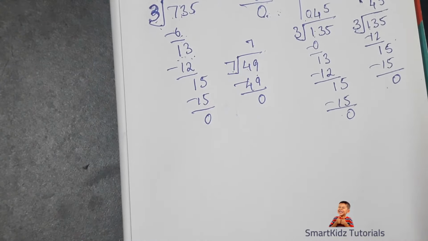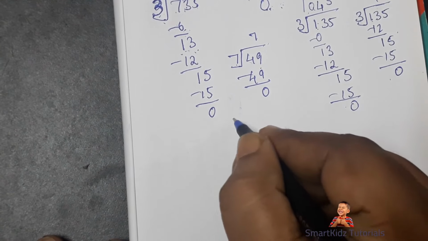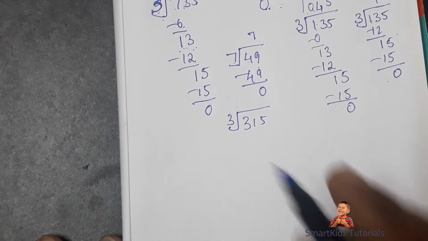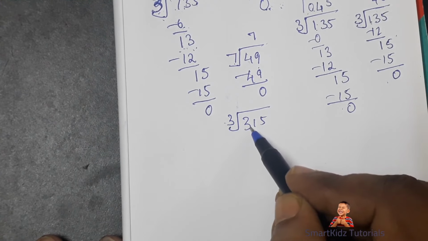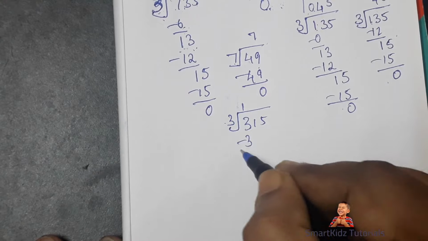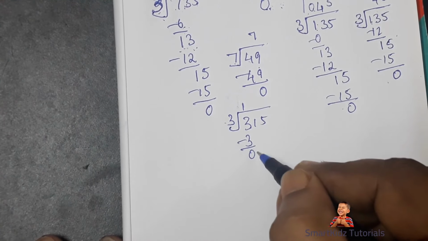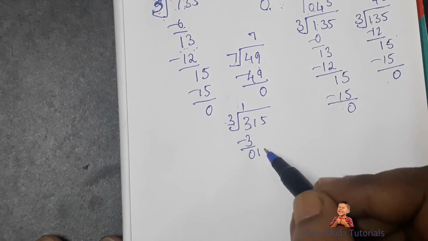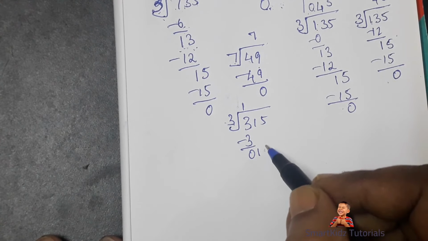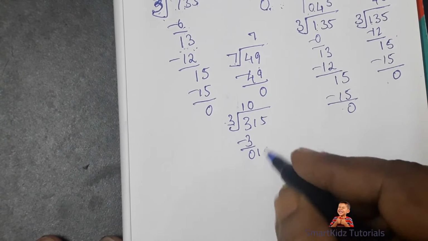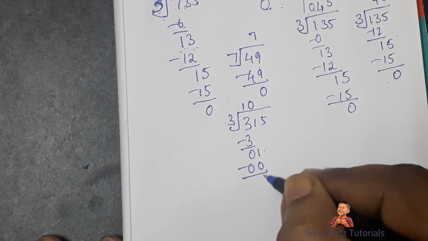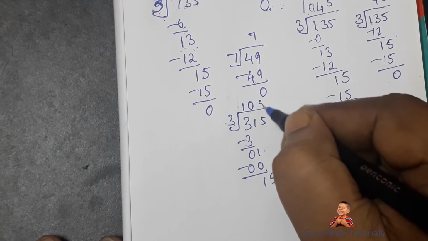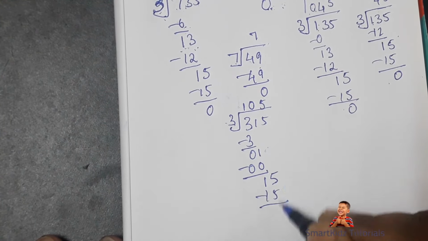Now moving on, take a special case here. 3 divided by 315. As usual, we divide the digit over here. 3 ones are 3. 3 minus 3 will give us 0. We bring this 1 down. Now this 1 is less than 3. Okay, so we don't take this 15 together over here. Rather, we put a 0 because it is not divisible. And 1 minus 0 will give us 1. And we bring this 5 down over here. And 3 into 5 then will give us 15. 15 minus 15 is 0.